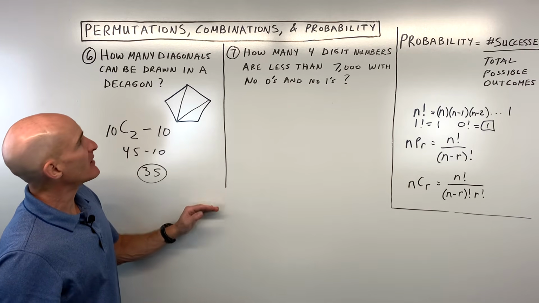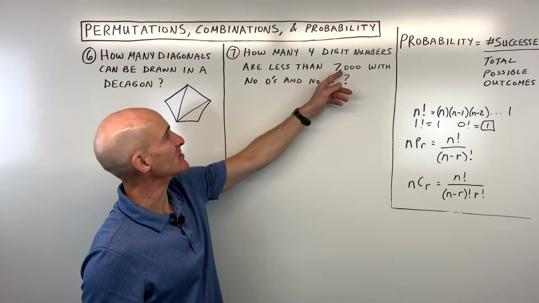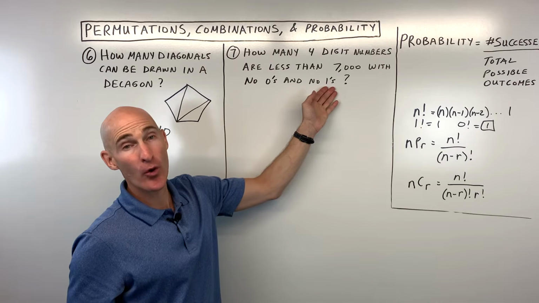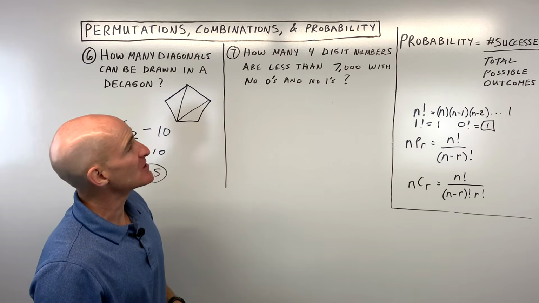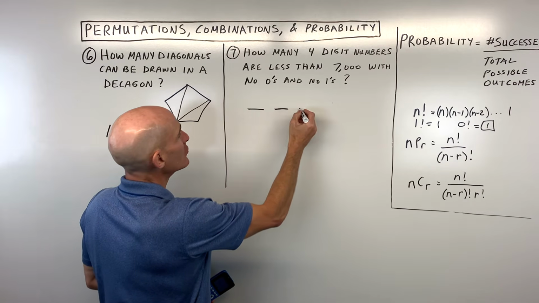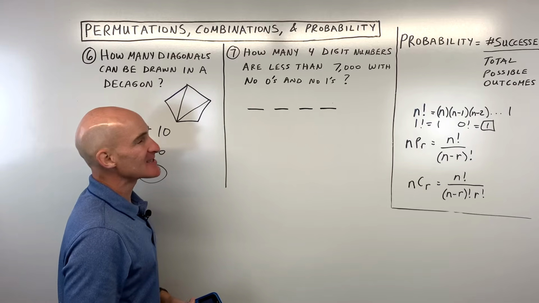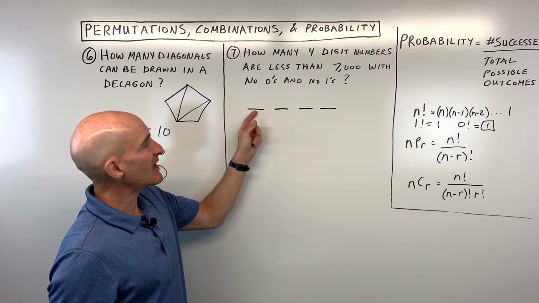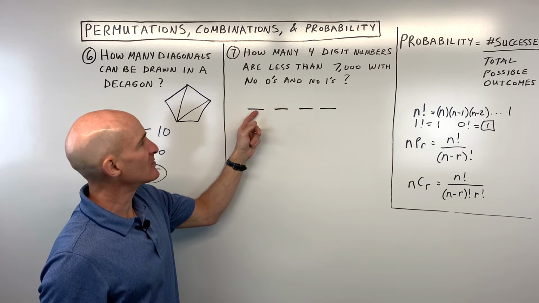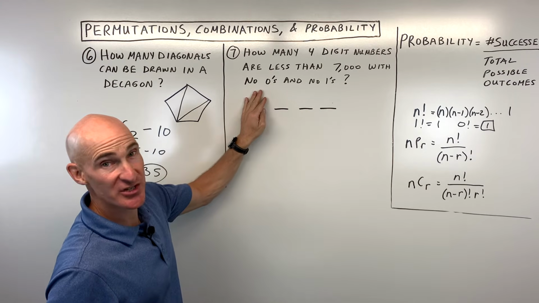Let's look at number 7 now. It says, how many 4-digit numbers are less than 7,000 with no zeros and no ones? Okay, that's an interesting question. So a 4-digit number, let's diagram this out. 1, 2, 3, 4 digits, right? And you want it to be less than 7,000. So less than 7,000 means that this has to be, well, it can't be 0, because if the first digit was 0, then it's only a 3-digit number, right?